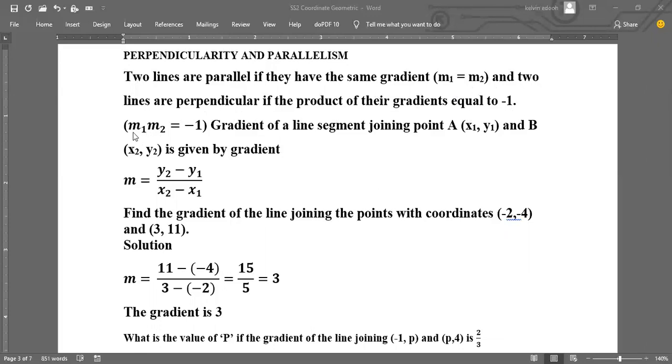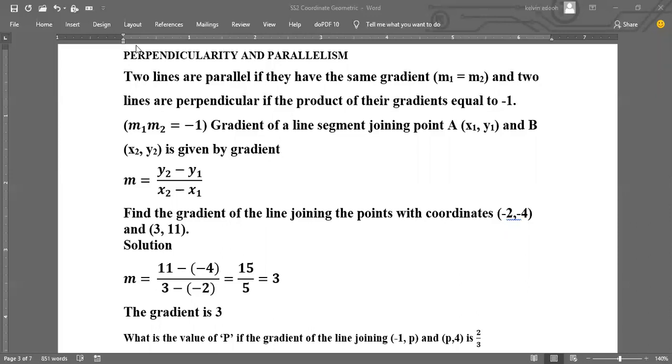Look at what I mean here. You have the gradient M1 perpendicular to the gradient M2. If their product equals -1, then we say that they're perpendicular. So hold on to those two pieces of information. Now, the next thing we're going to look at is how to calculate the gradient.